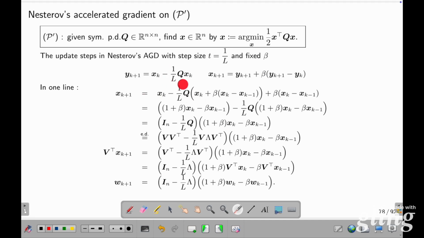1 over L gradient is Qx minus P, right? But there's no P. And then what is the next derivative? Okay, you can think of this like this. I'm using X to update Y, and I'm using Y to update X, but I have this funny thing. Now I want to make them in one line.